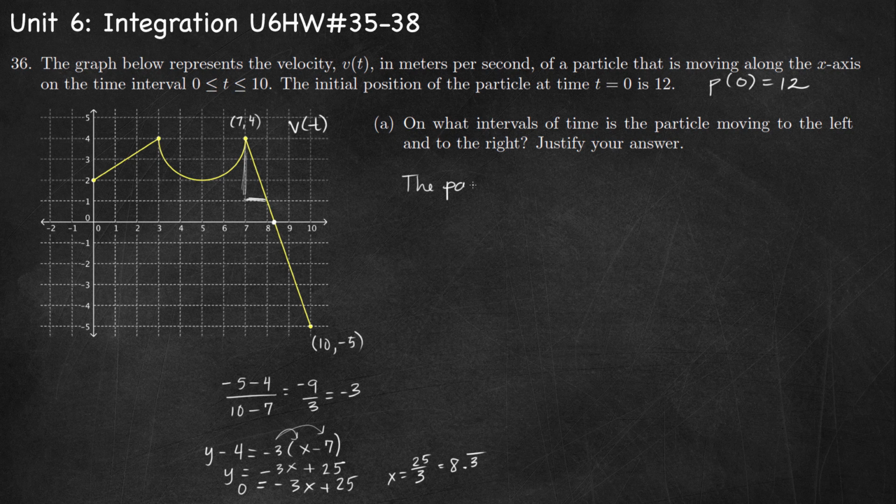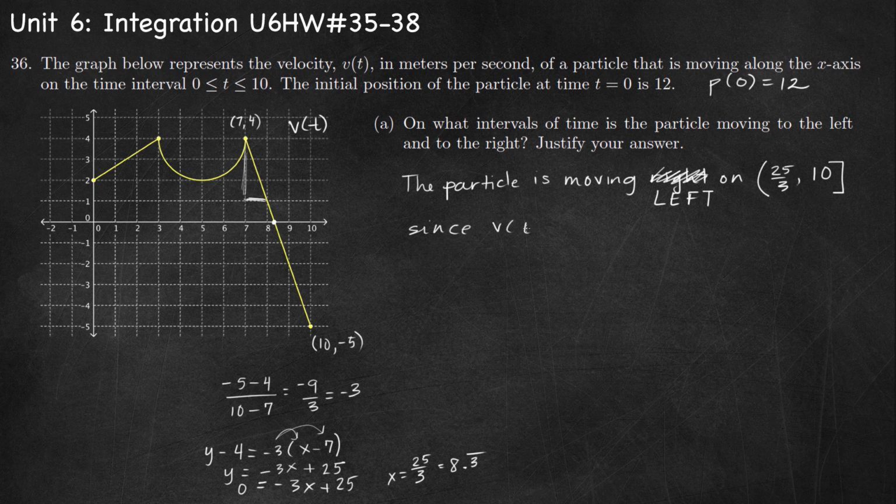So we can say the particle is moving right on the interval from our 25 thirds, and the velocity is 0 at 25 thirds, so I'm not going to include that endpoint, 25 thirds, all the way until 10, and that's another endpoint there. However, the velocity is negative at 10, and I just realized velocity negative means we're moving to the left, so let me change that. Moving left on the interval from 25 thirds to 10, since v of t is negative.